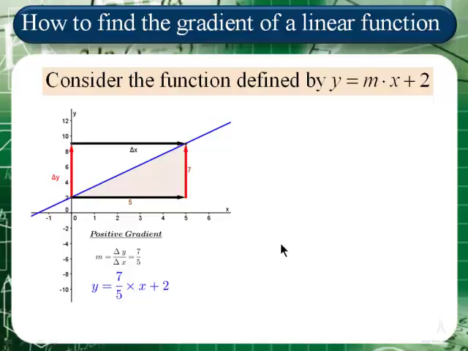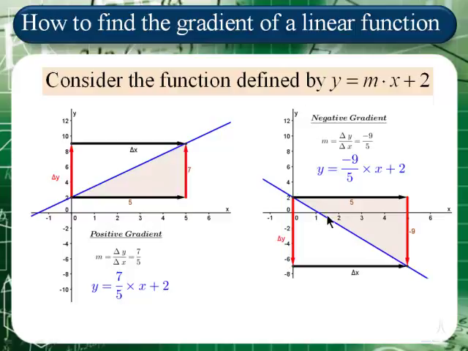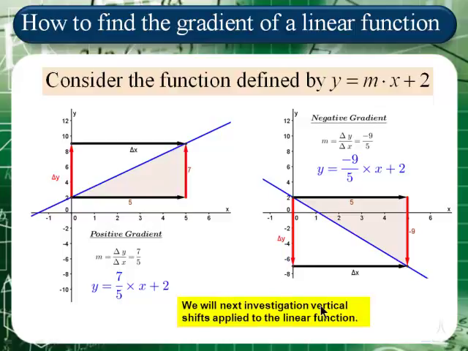If we look at a negative gradient, remember again, a negative gradient is where the angle is obtuse, while a positive gradient is where the angle is an acute angle. In this particular situation, I've stopped where delta y is minus 9 and delta x plus 5, so the gradient is therefore minus 9 over 5, and here is the defining equation. After this, we will investigate vertical shifts applied to the linear function, again by means of a GeoGebra investigation.